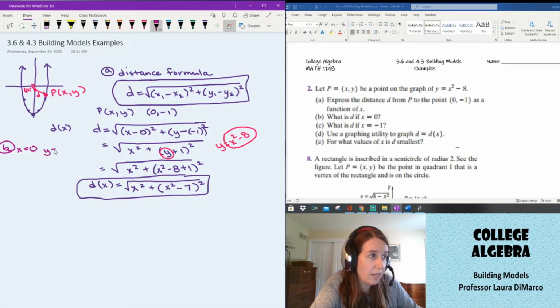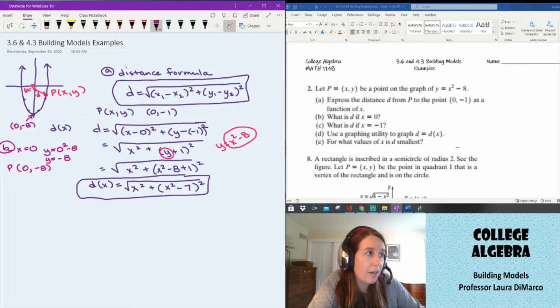So y is equal to 0 squared minus 8. So y is equal to negative 8. Okay, so what is d if x is equal to 0? So the point P is now (0, -8). Okay, do you know where that is on the graph? I hope you know that that is at the vertex. So this is that point, (0, -8).